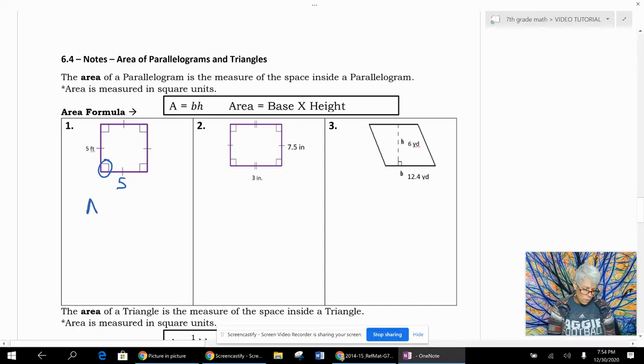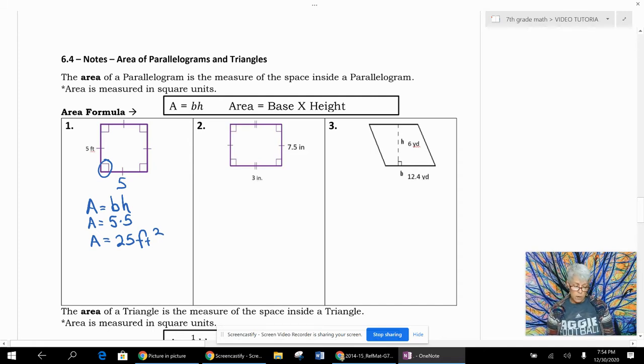So I'm going to write the formula. A equals BH. B is 5. H is 5. So A equals 5 times 5. So A equals 25. It's 25 feet. And remember, we're doing area, so we're always going to square our answers.